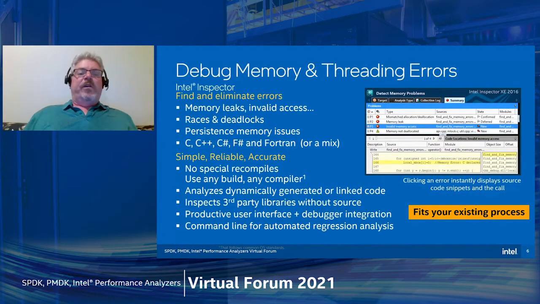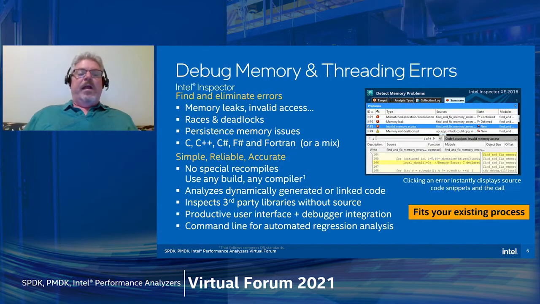So what are some of the issues that Inspector can find? On the memory side, it can find things like memory leaks, invalid accesses, and uninitialized accesses. For threading problems, it can find data races and deadlocks. If you're using some of Intel's latest memory technology, it can find issues with your persistent memory programs. Inspector works with C, C++, C#, and Fortran, but it does work at the binary level. So really, it can find issues in any application.